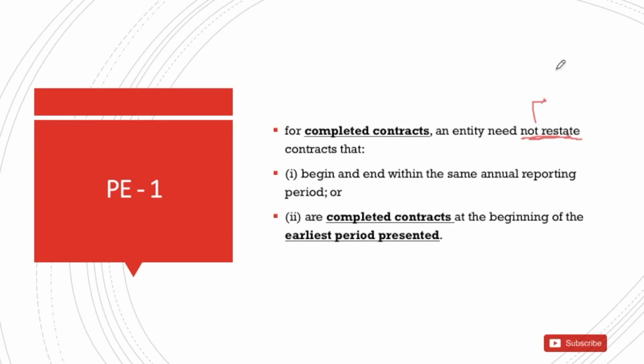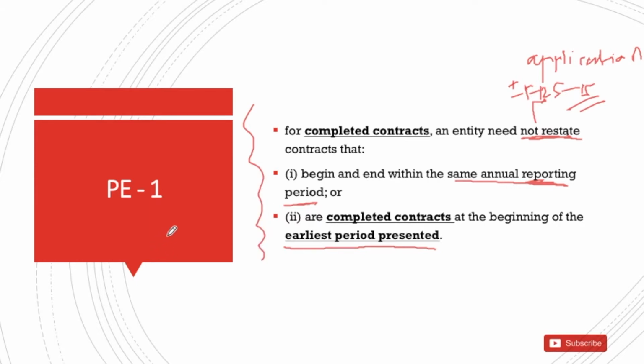Here, restate means the application of IFRS 15 requirements. They don't need to restate the contracts if it begins and ends with the same annual reporting period, or is a completed contract at the beginning of the earliest period presented. So I'm going to decode this requirement, why it came up.